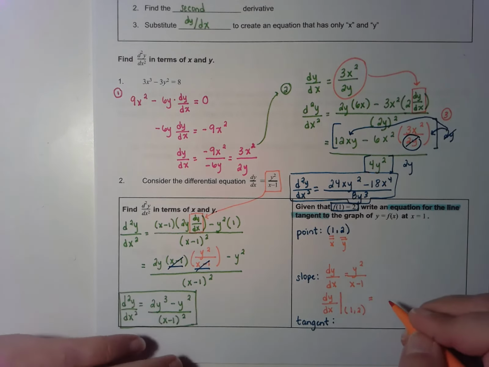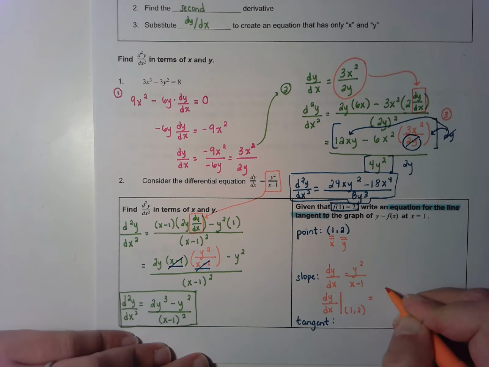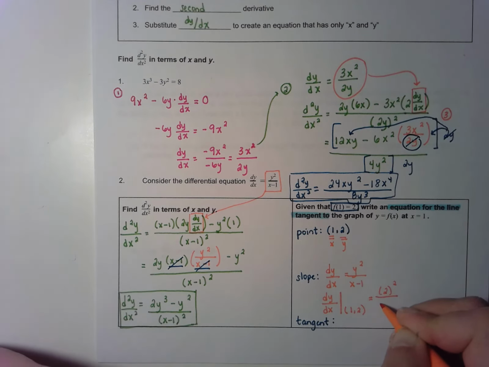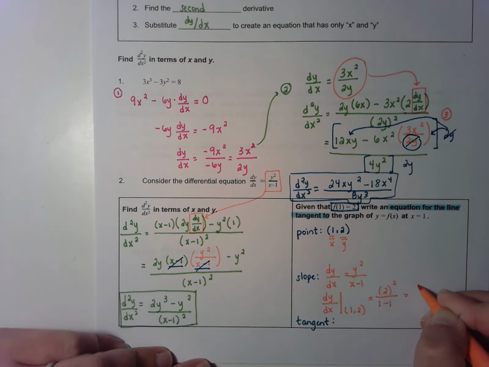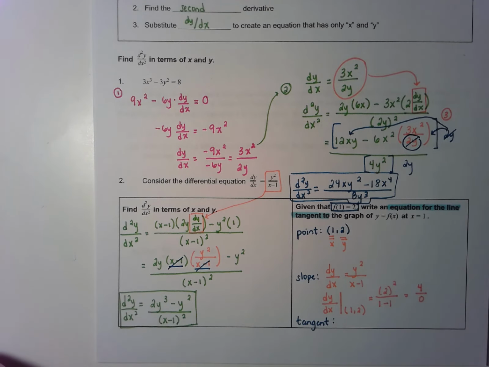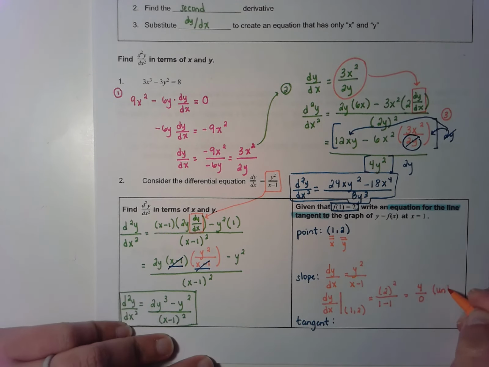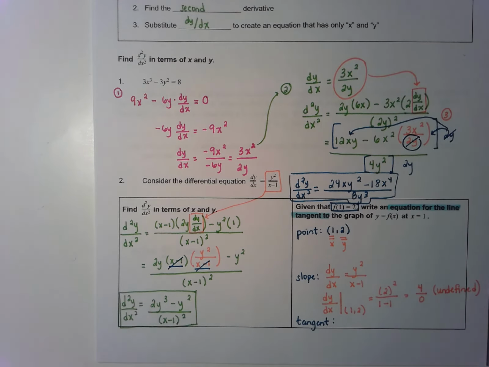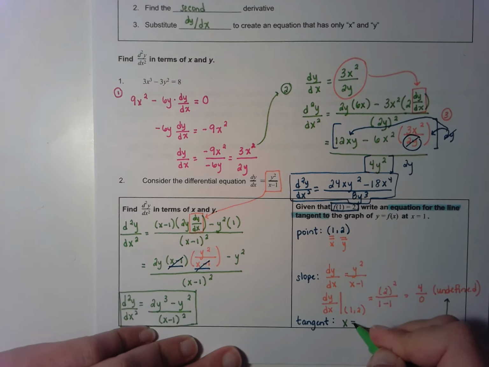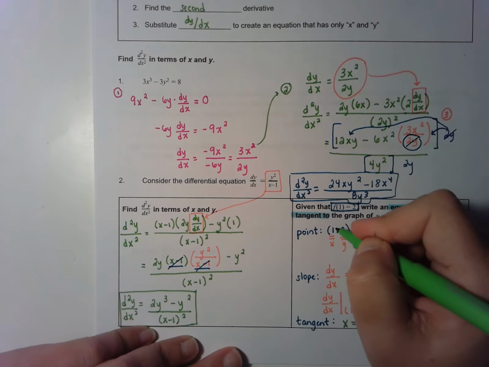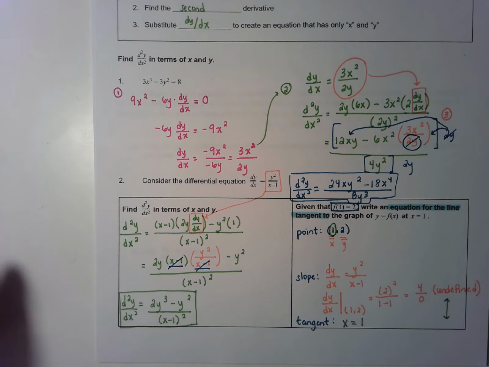your work. If I plug in the x is 1 and the y is 2, I get 2 squared on the top, and then 1 minus 1 on the bottom, which means I get 4 divided by 0. Now, 4 divided by 0 means undefined. If we have an undefined slope, that means that we have a vertical line. And that means that the equation of that line is going to be just x equals whatever the x value of that ordered pair is, in this case, the 1.